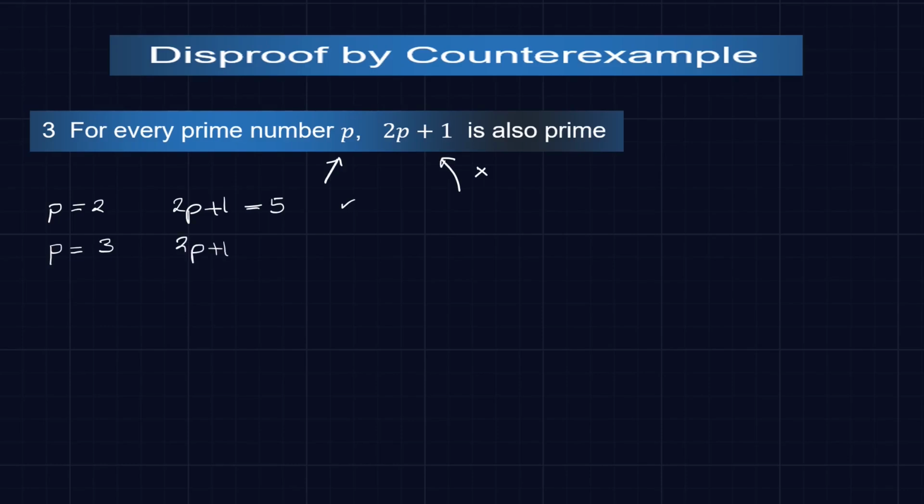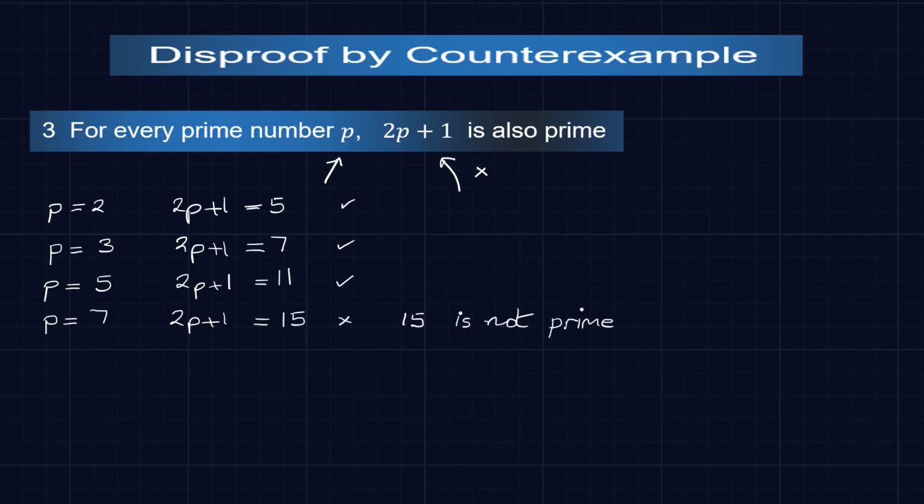For p equals 3, 2p plus 1 is 7, another prime. P equals 5 gives 11, another prime. But p equals 7 gives 15, which is not prime. We have a counterexample. 2p plus 1 does not always give a prime number. The statement is false.